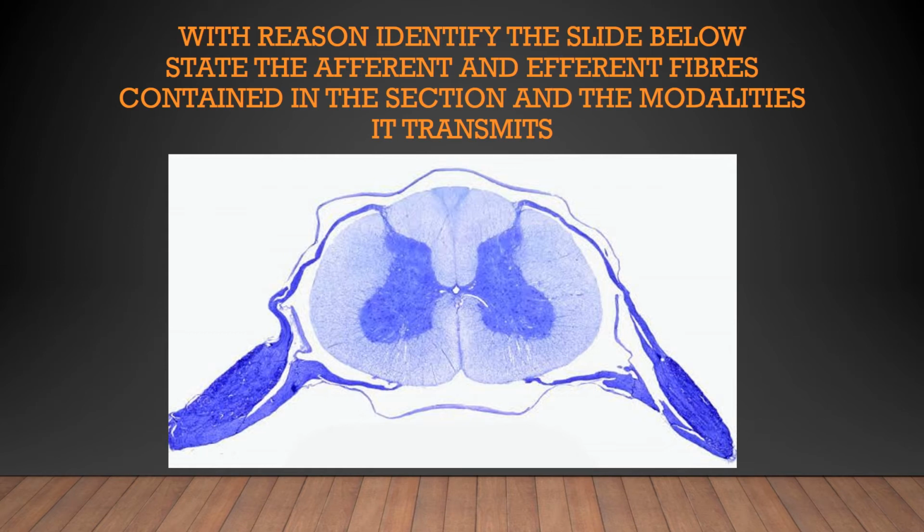The efferent fibers, you have pyramidal tracts, which are the lateral and anterior corticospinal, which are for motor. Then you have the extrapyramidal tract. An example is rubrospinal, which controls the muscle tone of the flexor muscles. Then you have lateral vestibulospinal, which is for equilibratory control.